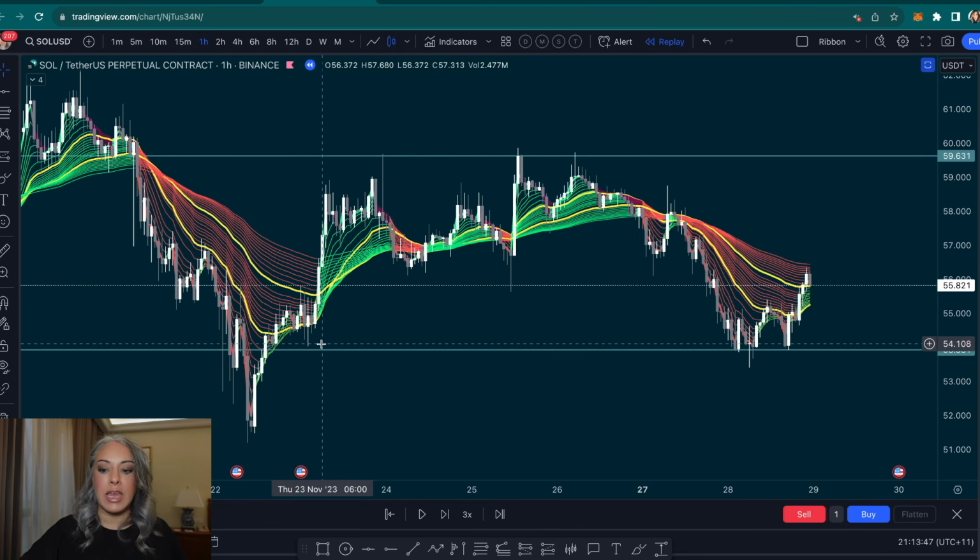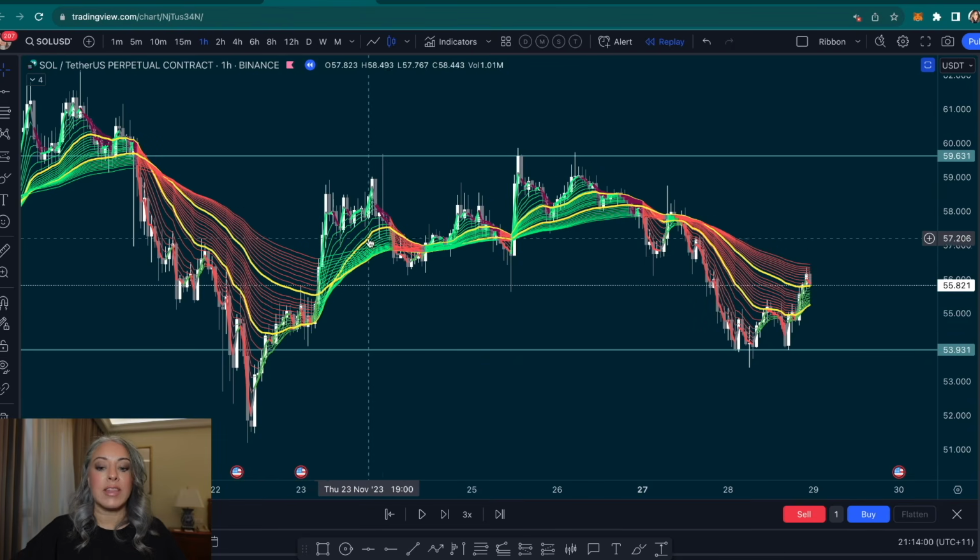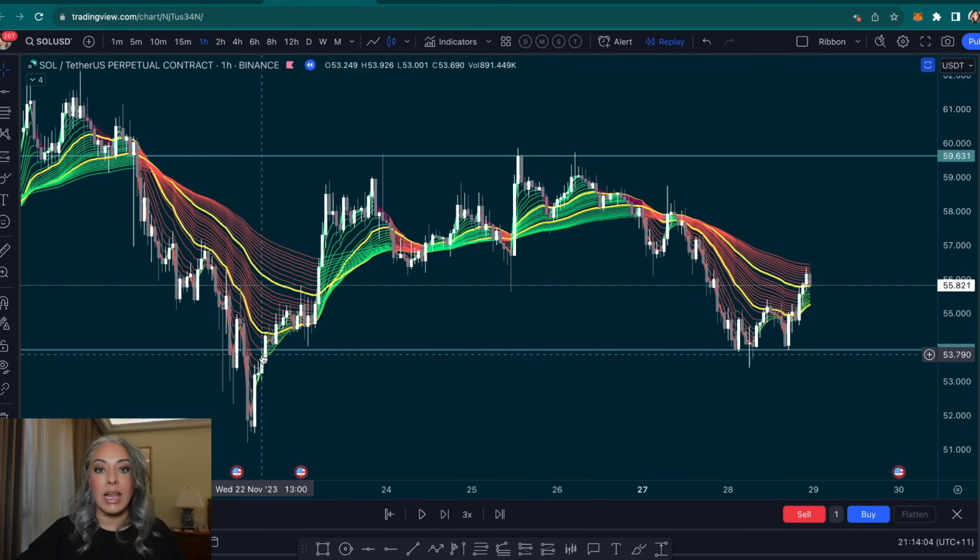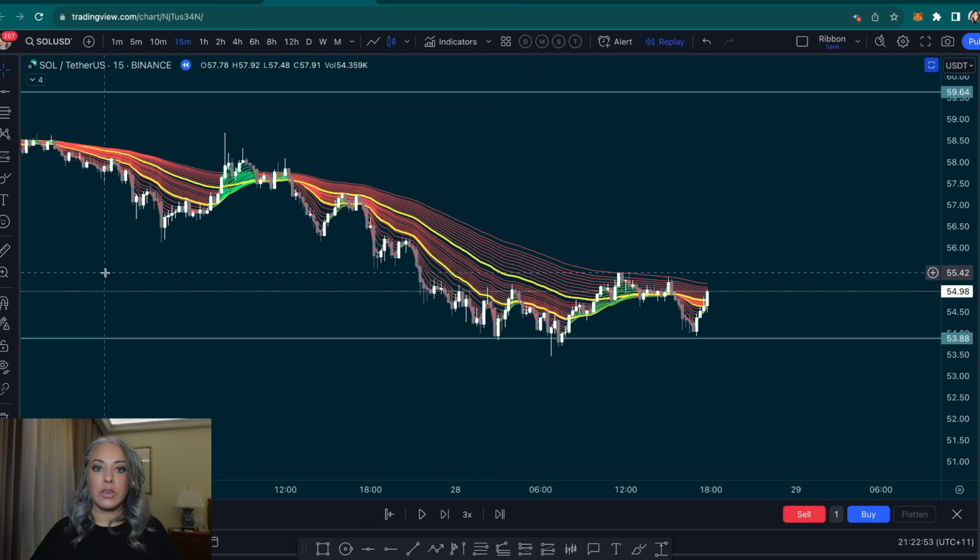In addition to the EMAs being above price, showing a bearish trend, they'll also turn red, so it helps you identify that it's bearish. When the EMAs are below price, that's a signal of a bullish trend and the EMAs will turn green. You'll also notice that there are two EMAs that are colored yellow. These are going to act as our retest areas, and they're very important EMAs in the ribbon. So here's how this works.